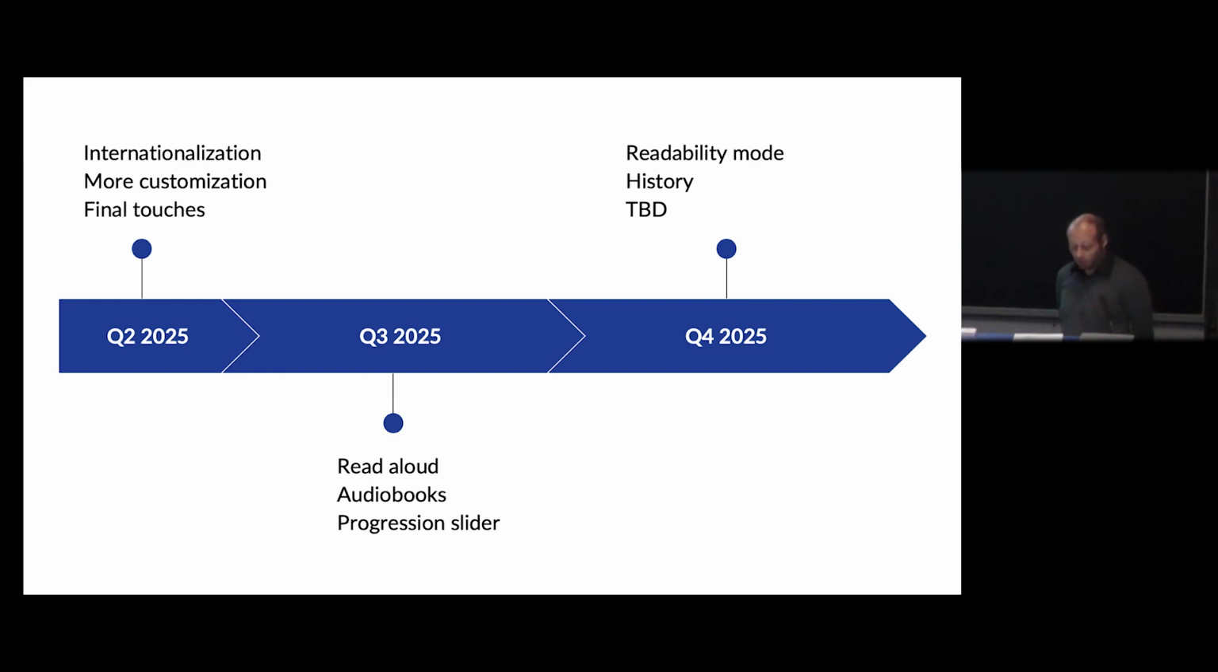Q3 will be all about read aloud, as in Readium Mobile. That means Readium Speech as well. We will take a look at audiobooks as well and have a proper progression slider at the bottom of the interface. And in Q4, we will focus on readability. So those are new tools tied to accessibility.